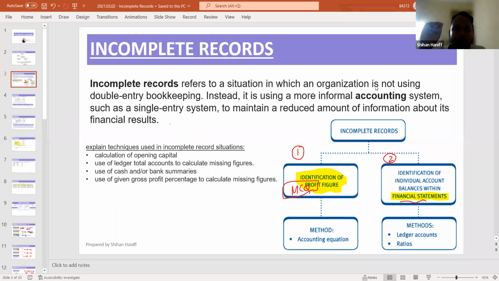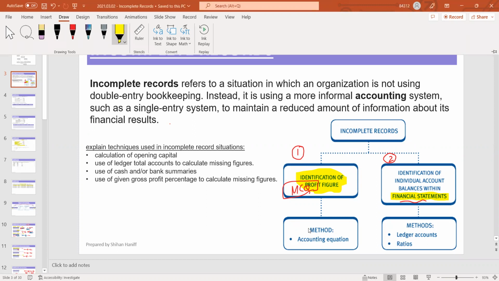Okay. So the main purpose of a business is to earn profits, isn't it? The main objective of a business is to earn profits. So the objective of the management or accountant is to identify the profit. If you get incomplete records, there are two methods that you can identify the profit. So method one is using the accounting equation.